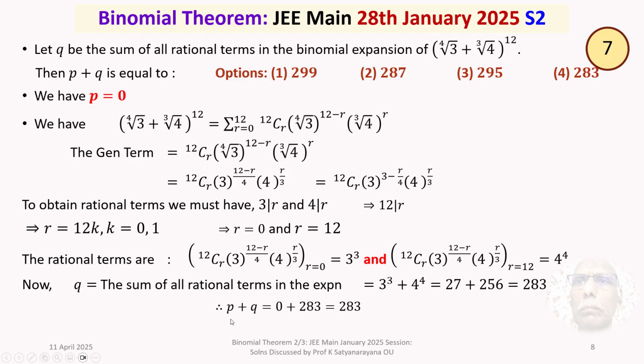So therefore, we want P plus Q. P is 0, plus Q is 283, that is equal to 283. So the answer is 283. That appears against option 4. Therefore, the answer to this question is option 4. That is the detailed discussion of the solution of this problem.